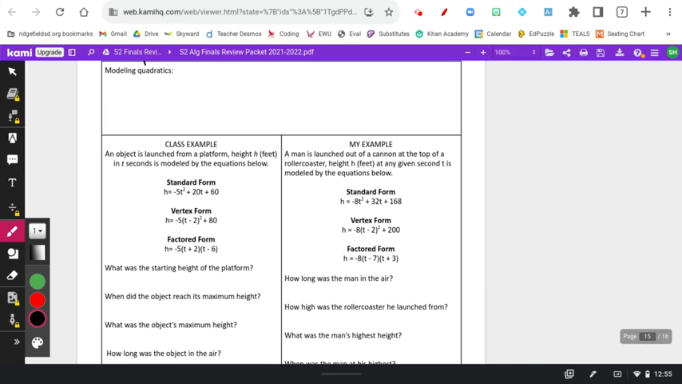The first up we have the y-intercept. This comes from standard form, specifically the c value. And this answers anytime it asks where does it start.